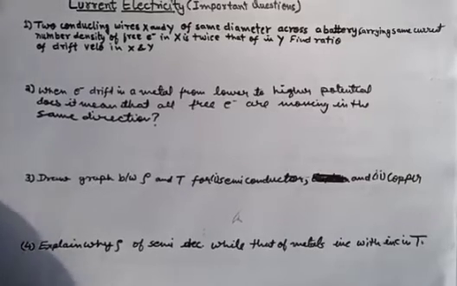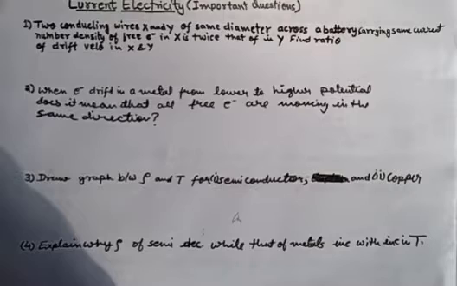Hello, class 12th physics, chapter current electricity, important questions. Two conducting wires X and Y have the same diameter and are connected across a battery, carrying the same current. The number density of free electrons in X is twice that in Y. Find the ratio of drift velocity in X and Y.